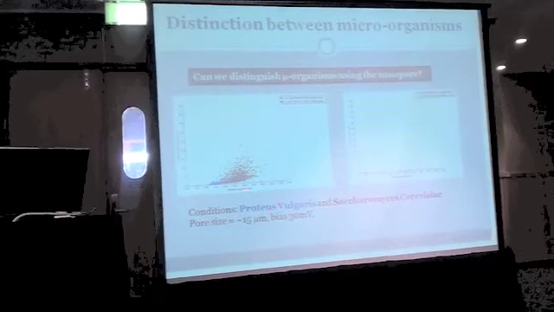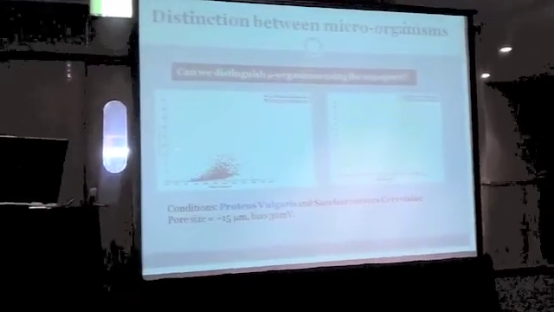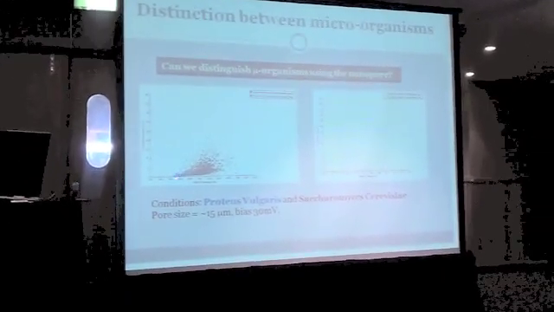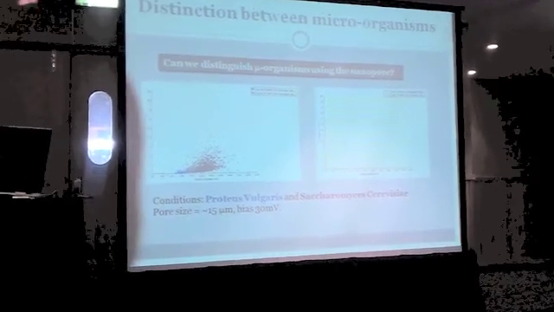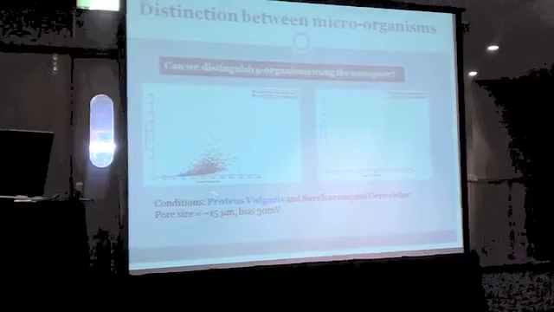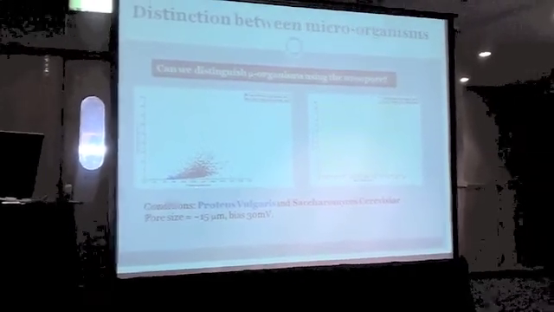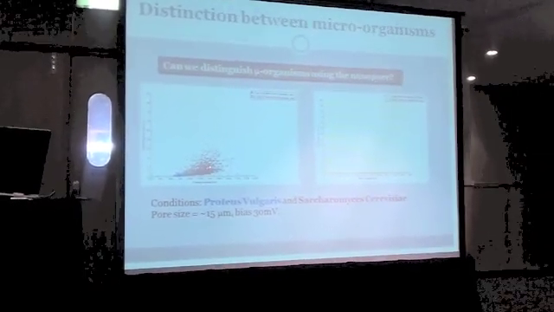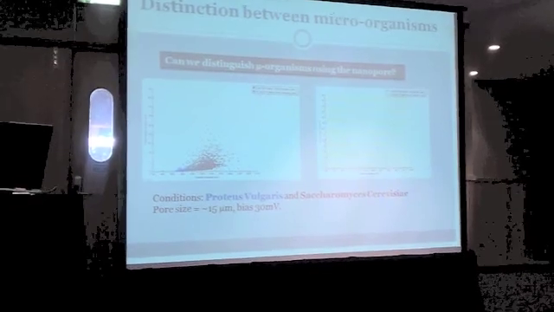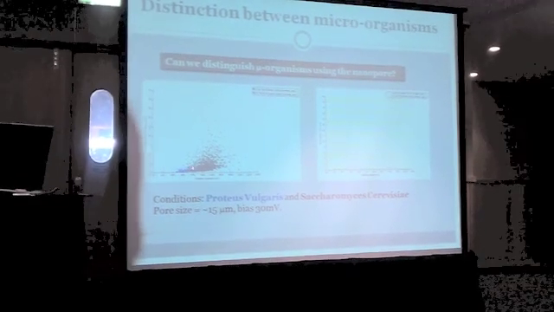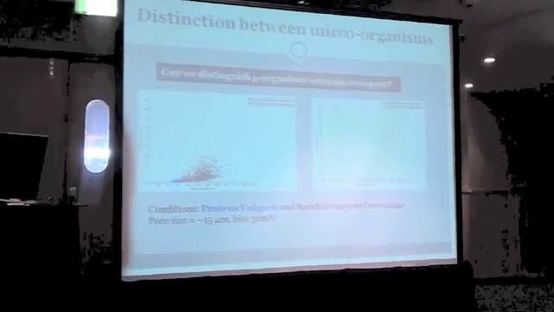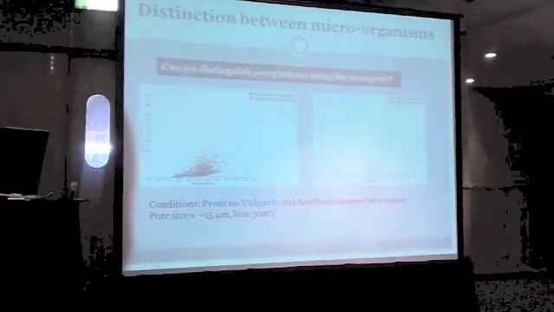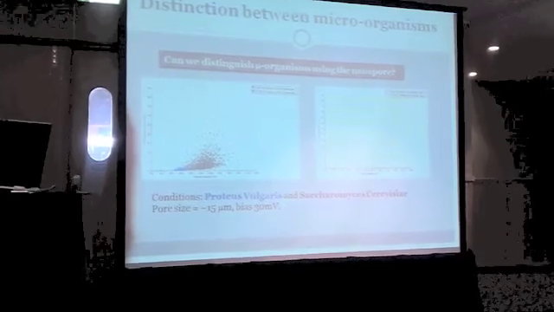Proteus vulgaris is shown here with all the dots being blockades and their translocation duration, so the time that it takes the bacteria to go through the pore, as a function of the particle diameter. And in the grey is Saccharomyces cerevisiae, so baker's yeast. If you can see well enough, you might notice that these two populations are separated, and shown here as a graph, it's actually easier to see.